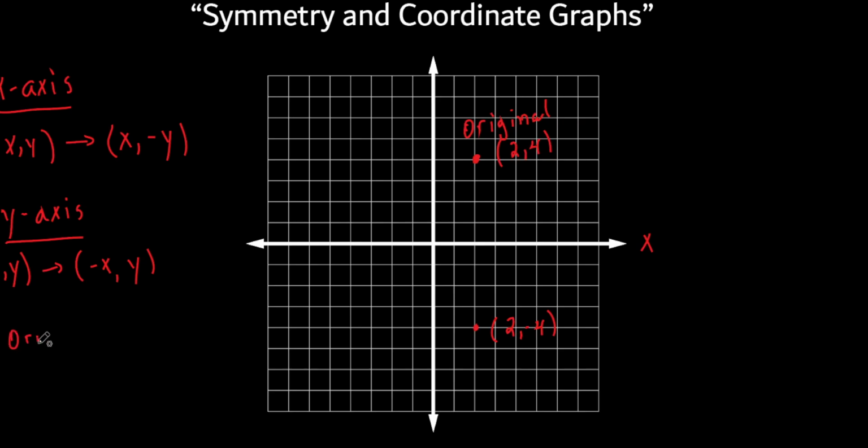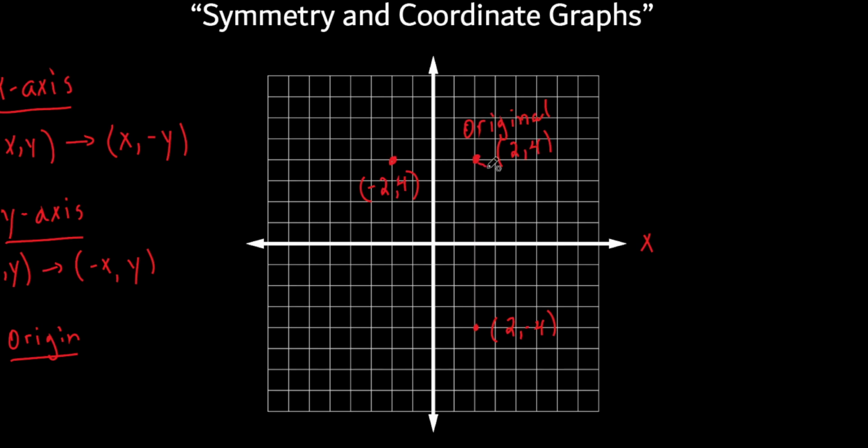What if I asked you with respect to the origin? Oh, by the way, I didn't do the y up here, did I? All right, so what do we do? It's -x, so it's -2, +4. Okay? You with me?